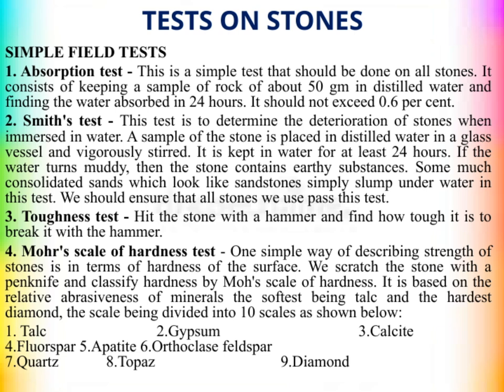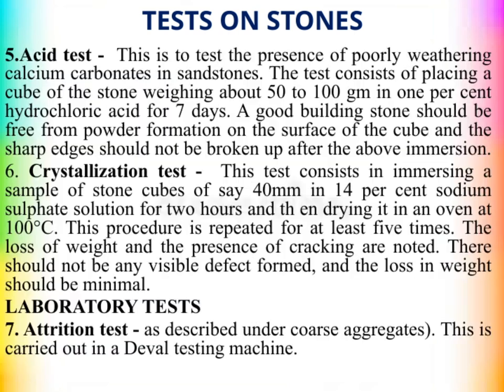Let's start with the acid test. This test helps us identify poorly weathering calcium carbonates in sandstones. To perform it, we take a cube of the stone weighing around 50 to 100 grams and immerse it in 1% hydrochloric acid for 7 days. Now, a good building stone should not show any powder formation on its surface, and the sharp edges should remain intact after this immersion. If the edges break or powder appears, it indicates poor durability.